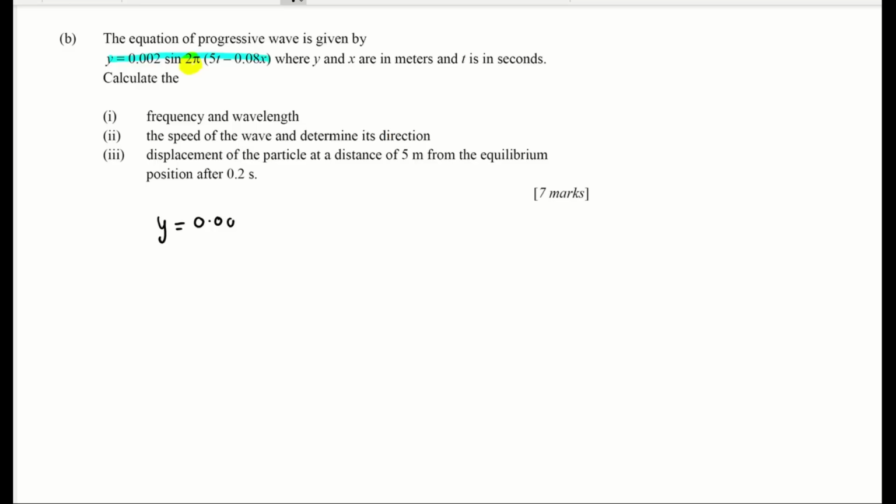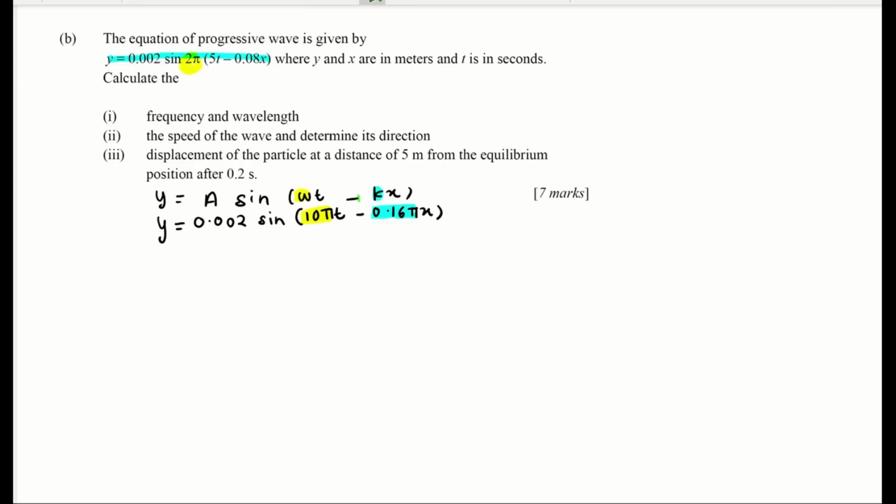0.002 sin. So 2 pi times 5 pi should be 10 pi t minus, so 0.08 times 2 pi. So 0.08 times 2 pi is equal to 0.16 pi x. So if we write the general equation of the progressive wave, it is y equal to a sine omega t minus kx. Okay, so in this case, omega is equal to 10 pi, then k is equal to 0.16 pi.